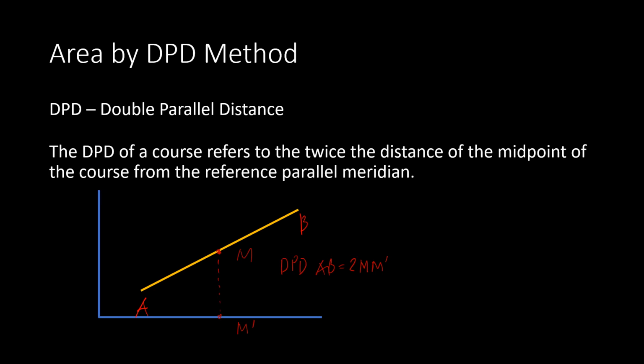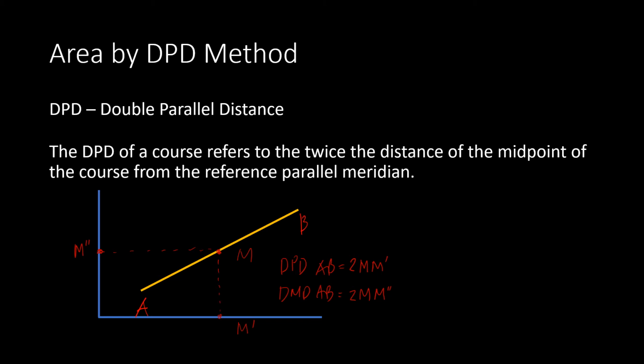Recall that for the double meridian distance, we project M onto our reference meridian, which is the north-south line, and we project this onto that line. Let us refer to this point as M double prime. And we know that the DMD of line AB is equal to 2 times the distance MM double prime.